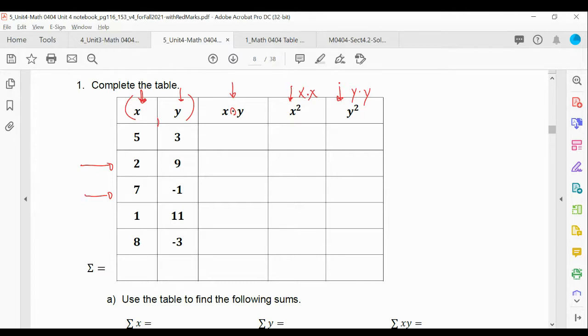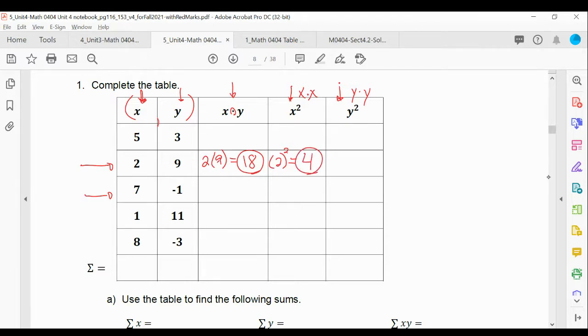And the first one is 2 times 9. So I'm going to write that, 2 times 9. So this answer is 18. If I square X value, make sure to put that in parentheses. If you square it, that's 4. 2 times 2 is 4. So this is the answer for that column.